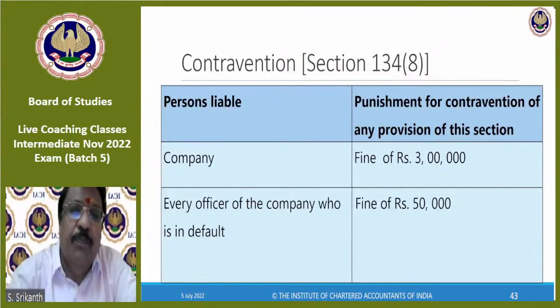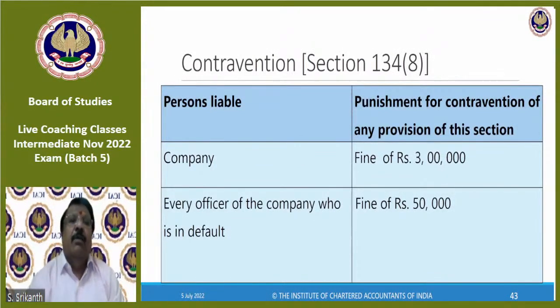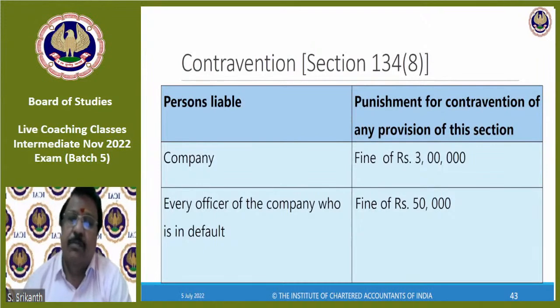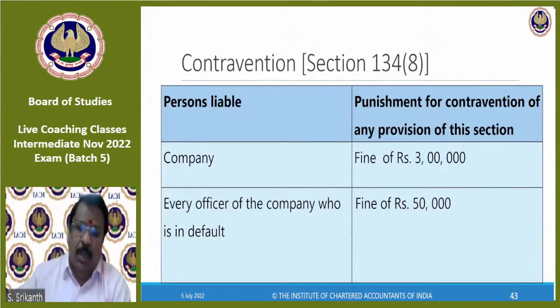Okay, 134.8 has a penalty. The company is also liable for punishment. 3 lakhs, because as a company, they have to pay for not complying with 134. And every officer, 50,000 rupees. Right?